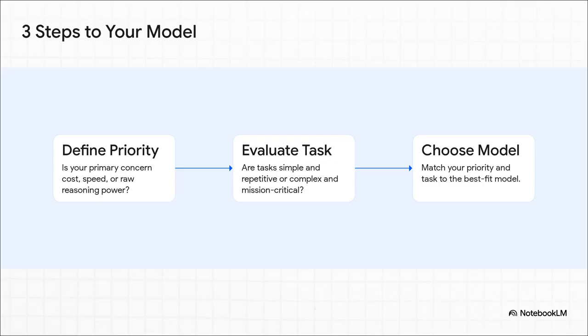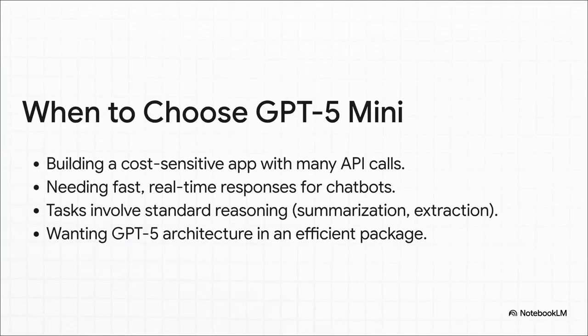Second, take a hard look at your task. Is it something you'll be doing over and over again, or is it a complex one-off thing? Once you know the answers to those 2 questions, the right model pretty much chooses itself. And to make it even easier, here's a little checklist for you. If you're reading this and nodding your head yes to these points, then yeah, GPT-5 Mini is almost certainly the tool for you. It's built for people who need a smart, fast, and affordable engine to power their applications at a massive scale.